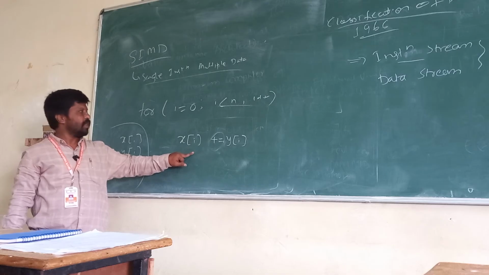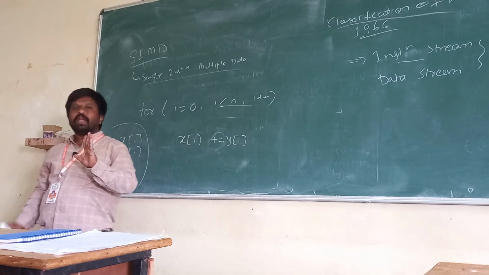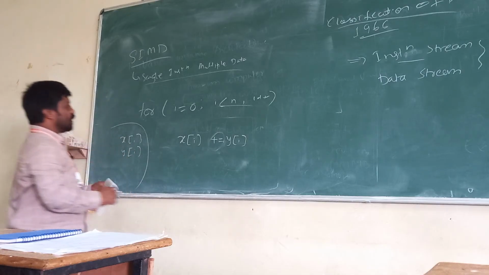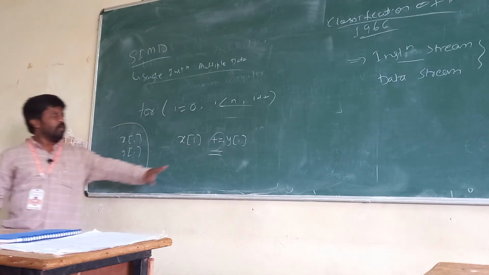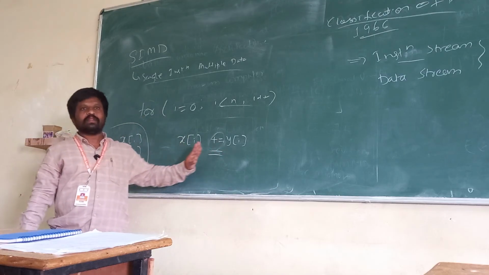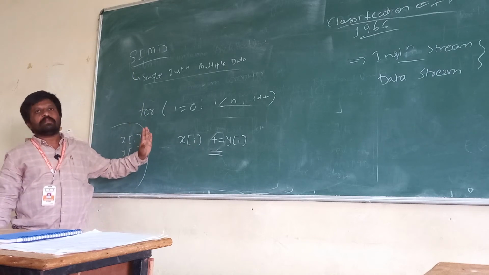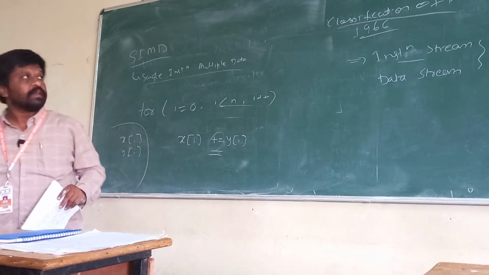How is this operation done? This we call vector addition. We are adding some elements from the Y array to the X array. This is done with parallelism, with single instruction multiple data only. Let me explain with an example.